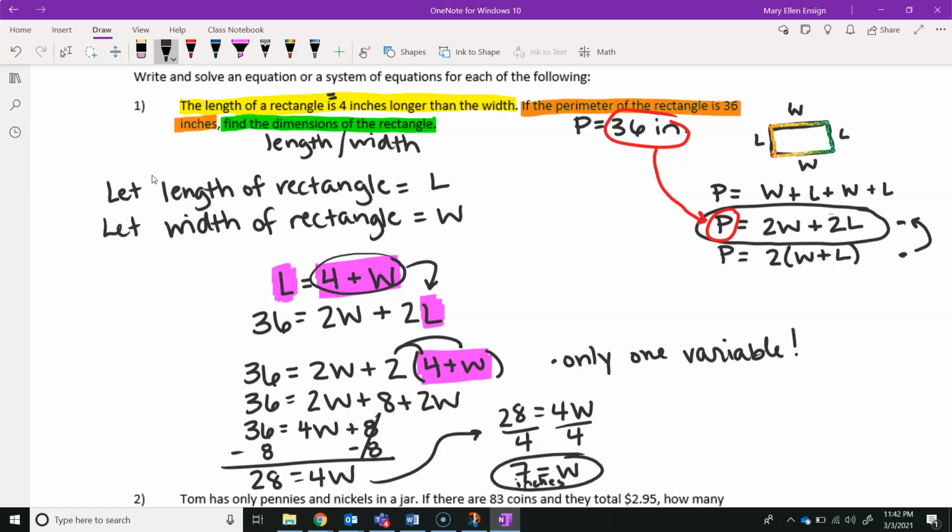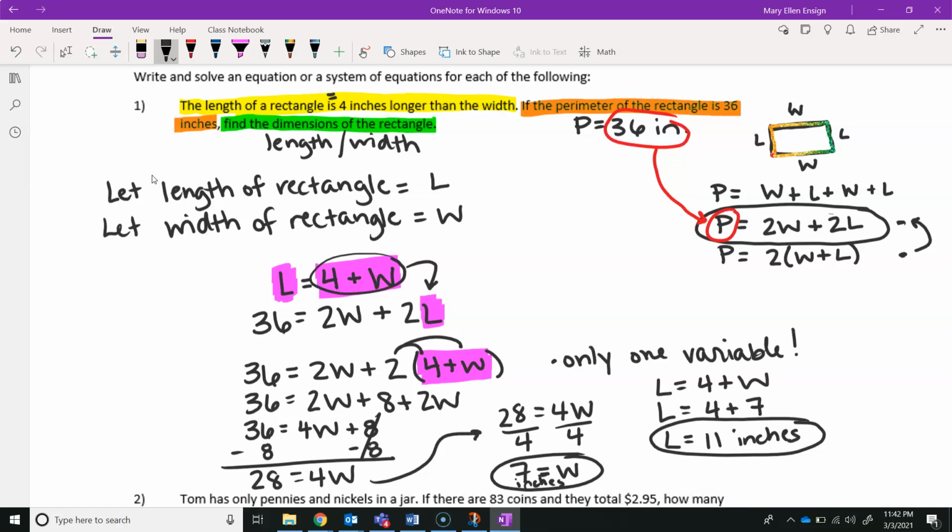So again, to find the missing variable, I just use either equation. So I am going to use the top equation just because it's a little bit simpler, right? Just because L and W don't have coefficients. So L equals 4 plus, well, W is 7. So L is going to be 11 inches. And then, as we talked about, you always want to go back and check it with the problem, with the words. So the length is 4 inches longer than the width. Yes, that is true because the length is 11 and the width is 7. The perimeter is 36 inches.